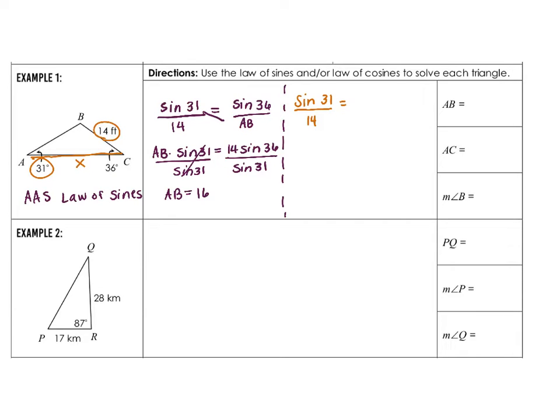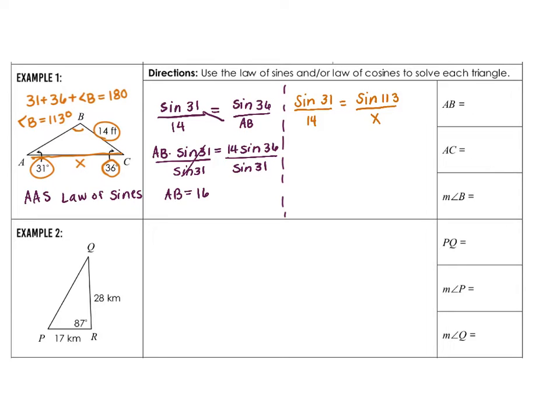Now we don't have that angle given to us. But since we already have two angles, I know that the sum of all three has to be 180. So we can go ahead and solve for that missing angle. We know 31 plus 36 plus angle B has to be equal to 180 degrees. So once we solve for that, we're going to see that angle B should be equal to 113 degrees. So now that we have that angle, we can go ahead and say that sine of 31 over 14 is equal to sine of 113, which is our angle, over that missing side.